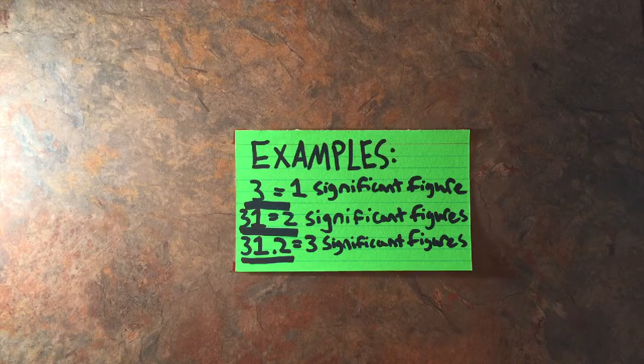For example, the number 3 has one significant figure. The number 31 has two significant figures, and the number 31.2 has three significant figures. This is because all of the numbers shown are not zeros.